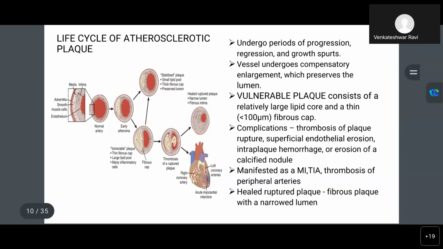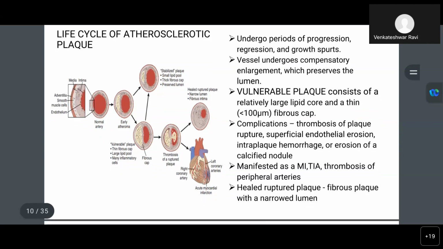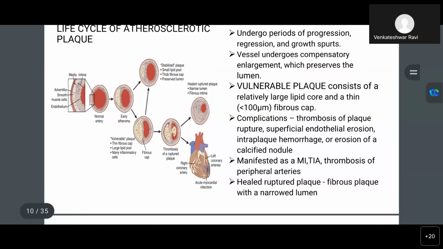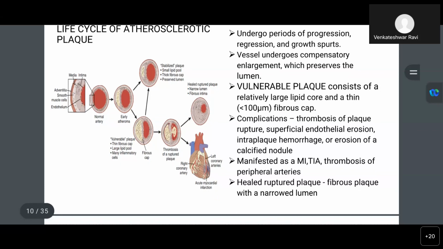And if the treatment is not complete, then it becomes a vulnerable plaque, which consists of a relatively large lipid pool with a thin fibrous cap. The thin fibrous cap measures less than 100 micrometers. Complications of this vulnerable plaque include thrombosis of the plaque, superficial endothelial erosion, intraplaque hemorrhage, and erosion. These manifest as MI, thrombosis, and so on. Once these ruptured plaques heal, they form a fibrous plaque with a very narrow lumen.